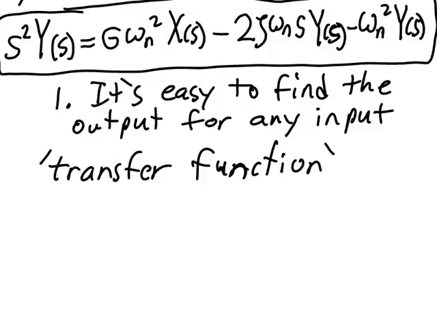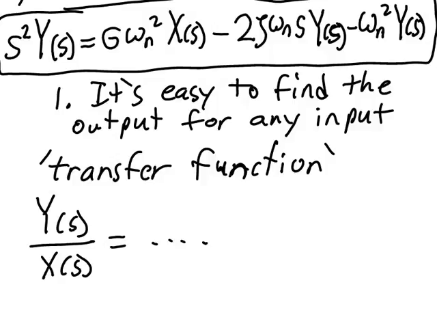A transfer function is an equation that has the form the output divided by the input equals something. I'll show you how to do that with this equation that we have up here. The first thing I need to do is gather all of the terms that are multiplied by the output y of s together on the left-hand side of the equation, and gather all of the terms that are multiplied by the input x of s on the right-hand side.